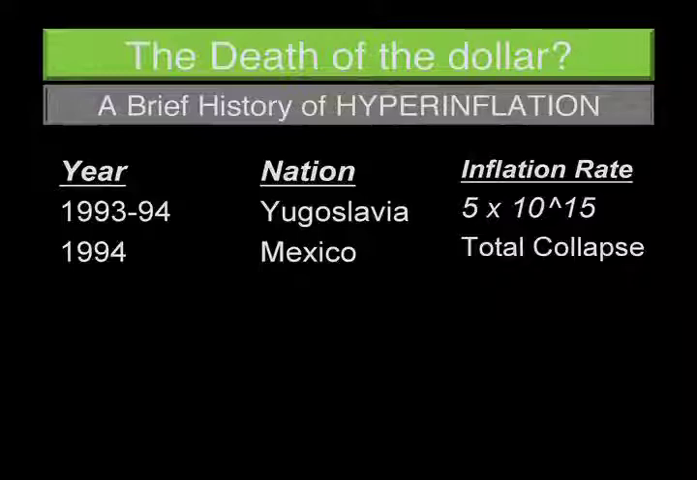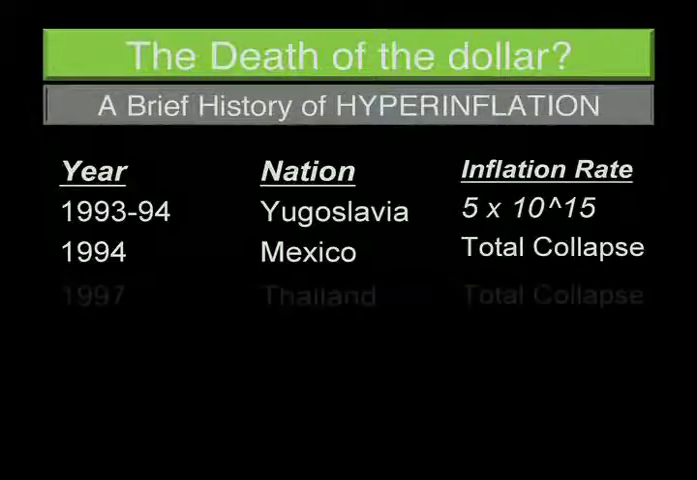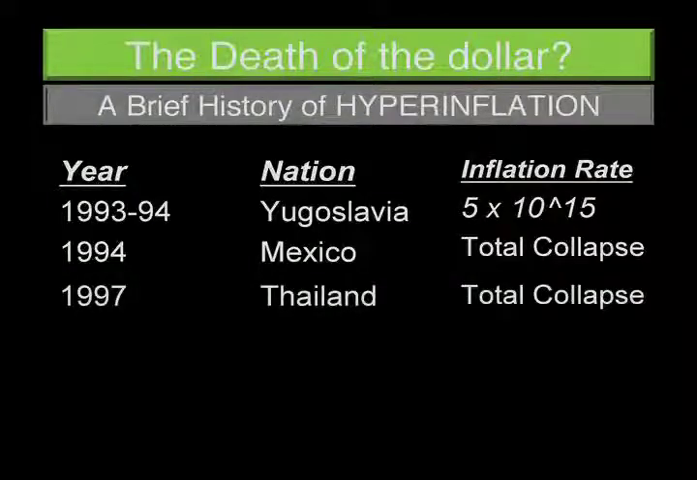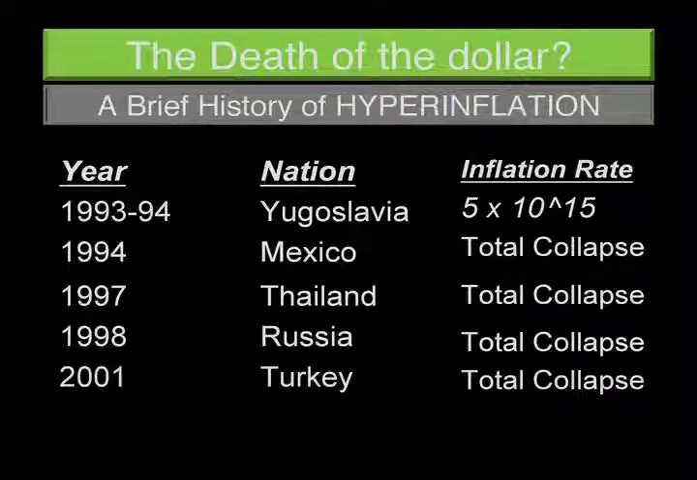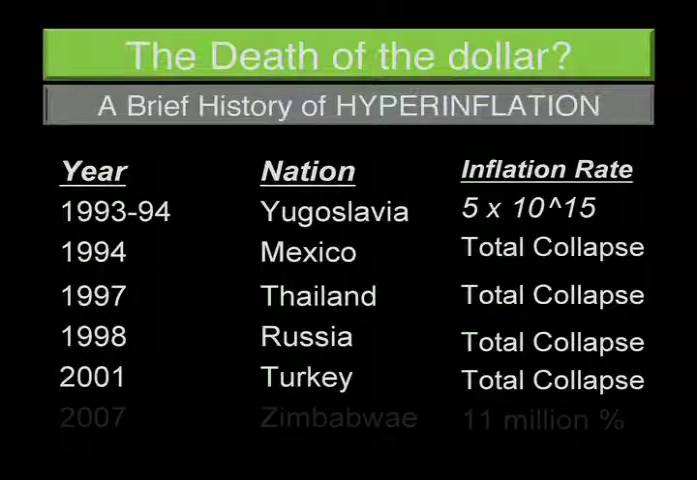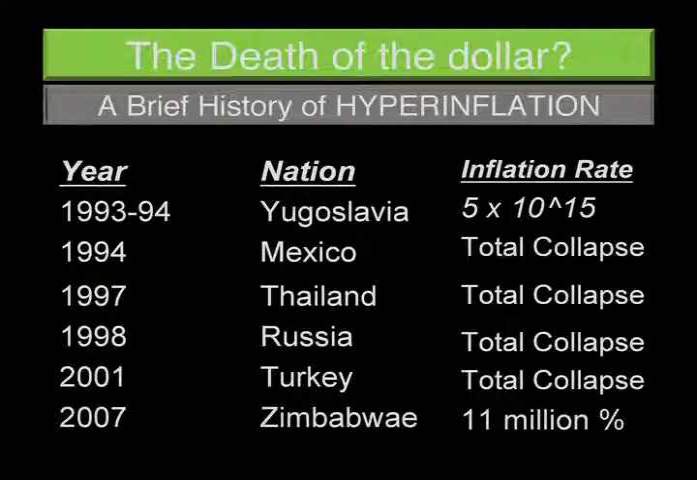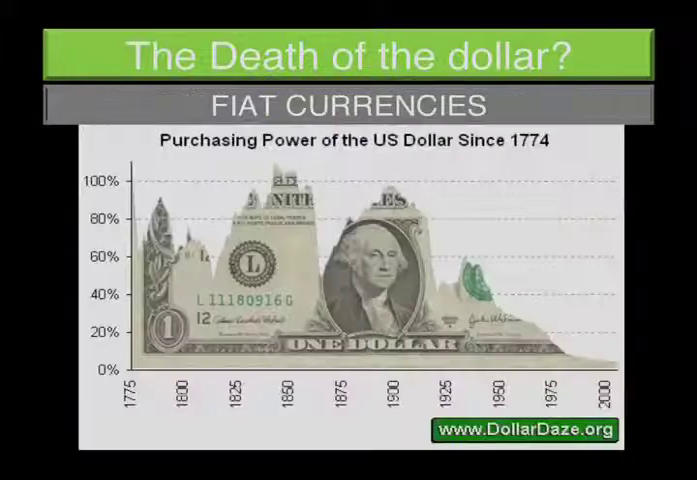1994, the tequila hangover, the peso crisis, total collapse in Mexico. 1997, Thailand baht, total collapse. 98, Russia, ruble, total collapse. Yeltsin, drunk, pushing the wheelbarrow full of rubles, and the worker says in the paper, we pretend to work and they pretend to pay us. 2001, the Turkish lira, total collapse. 2007, Zimbabwe, 11 million then, it's actually approaching 1 billion now, % inflation rate.